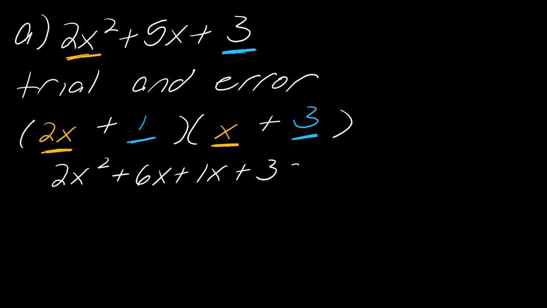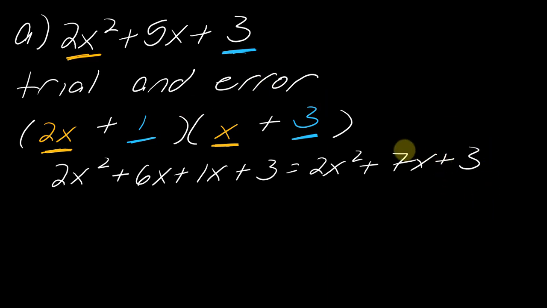So I can see that if I were to go through and multiply this all together, I get 2x squared plus 7x plus 3. And so obviously that is not what we wanted. And so then how do you troubleshoot that? That's where this is like a trial and an error. You try something and you see what you get.